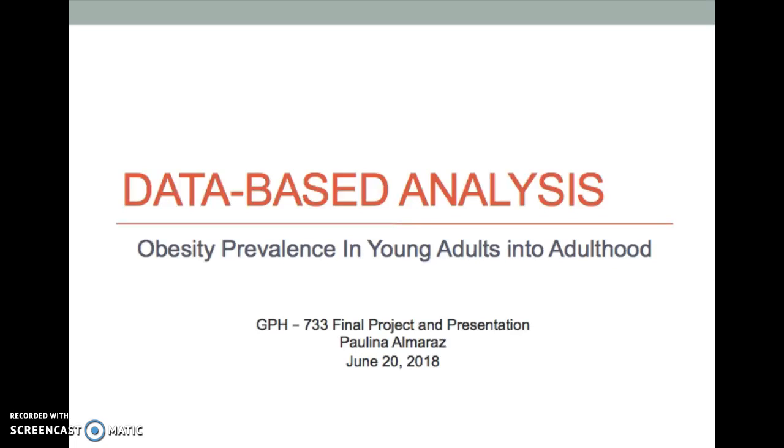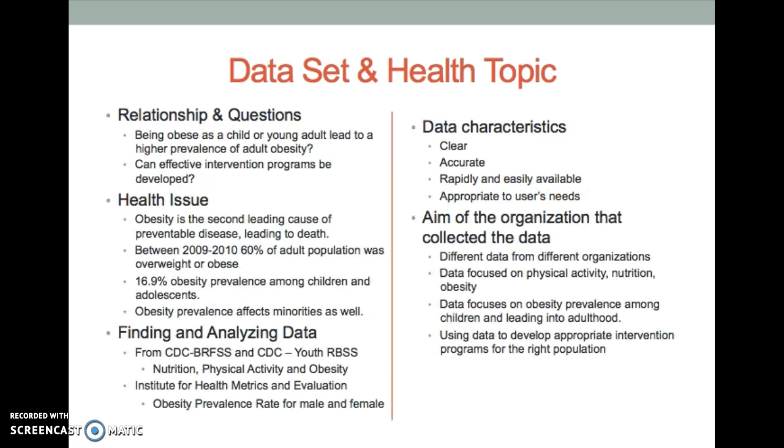For my database analysis project, I decided to focus on the obesity prevalence in young adults into adulthood. A lot of the information that we find out there focuses mostly on providing information about children who are obese or are overweight, or adults who are obese and overweight, and the consequences and the risk factors associated with those two different populations. However, for my project, I wanted to see the relationship between those two groups and how one prevalence or one group of people led to a higher prevalence of the same issue as an adult, and if there is a relationship to be discussed.